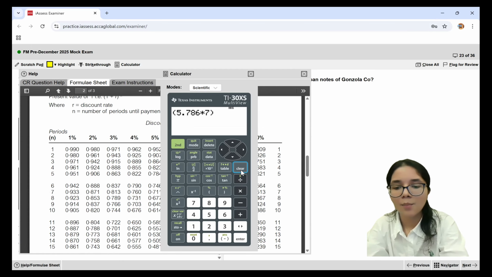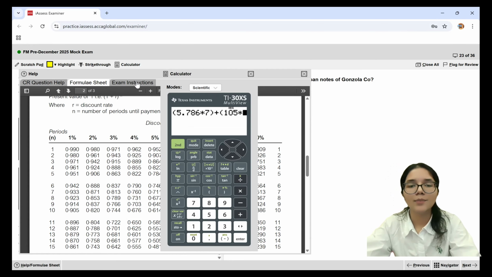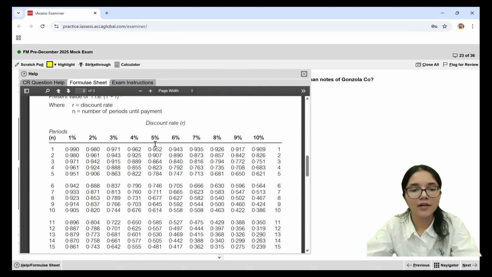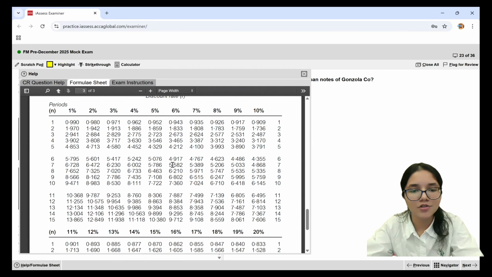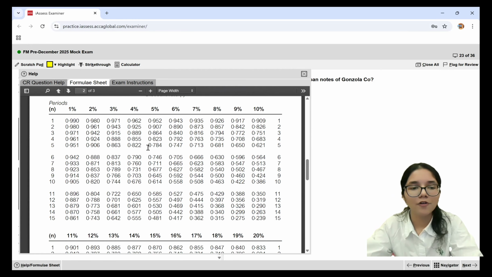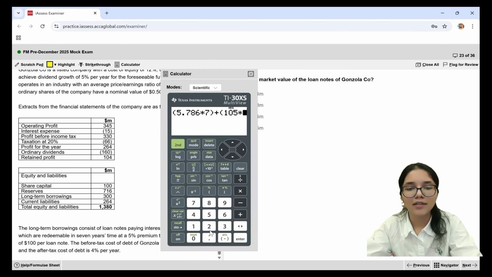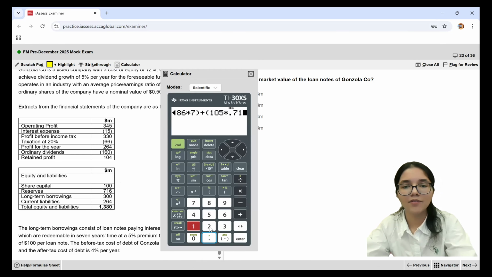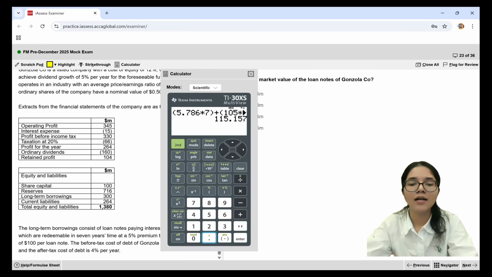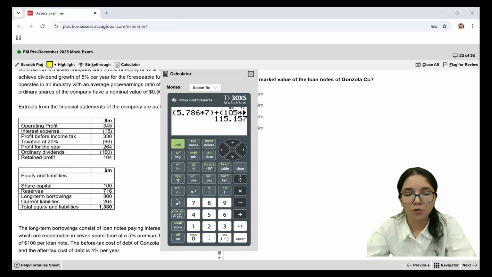Into 7 plus I want to take 105 with its present value factor. The present value factor I will pick up from here, 5%. I took the figure for 5 years, it should have been 7 years. Yes, this one is correct. For this also, we will take the 7th year figure, which is 0.711. So I'll multiply this with 0.711, close the brackets, hit enter, and this is what is going to give me my final answer of the value of this particular loan note.